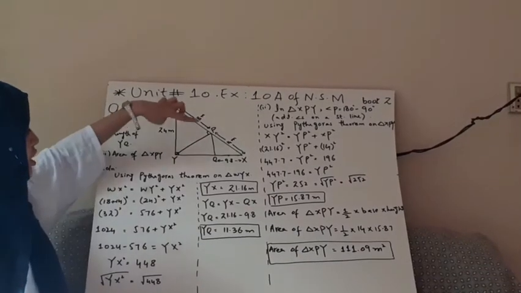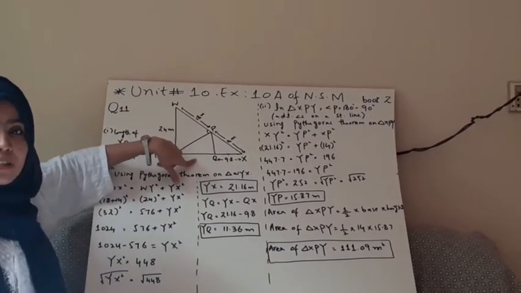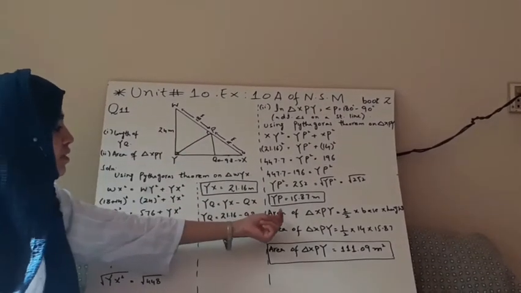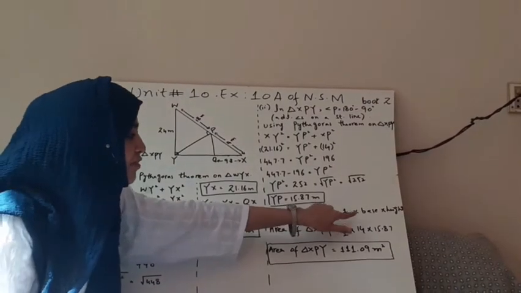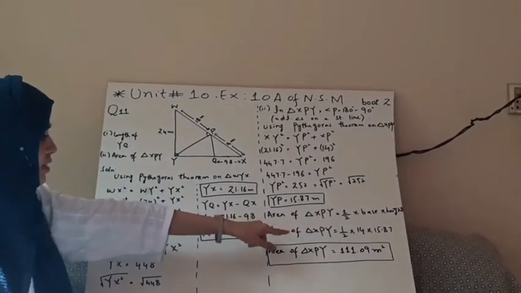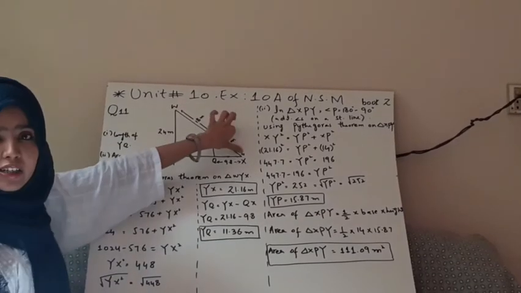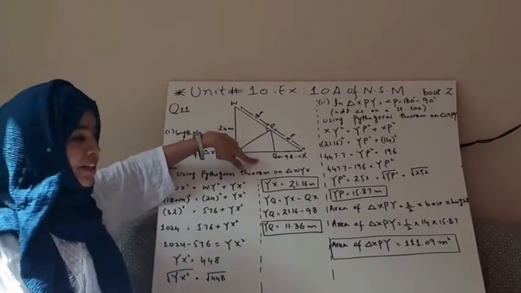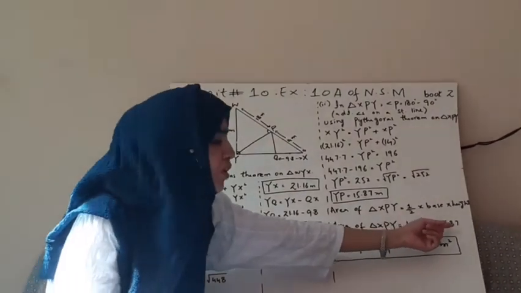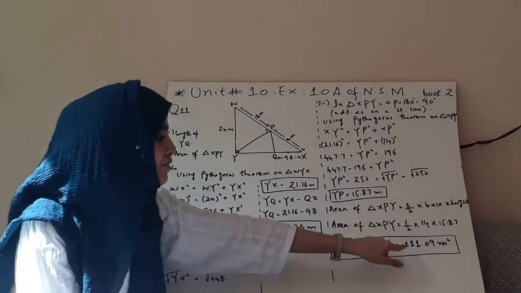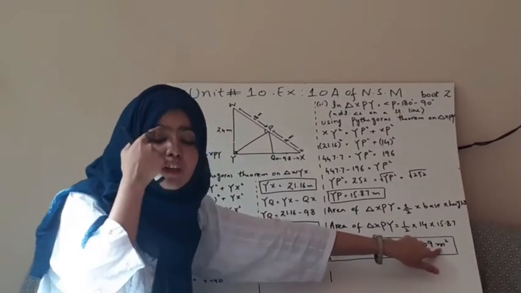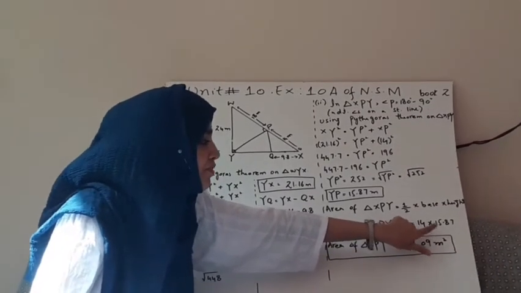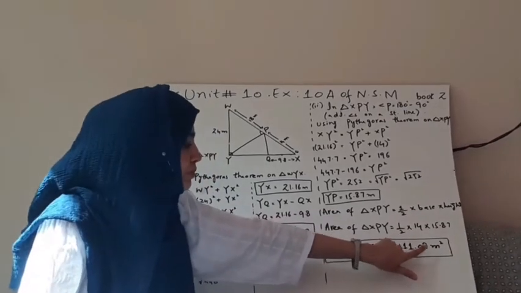So we know the base and height, and this side, which is the hypotenuse, is opposite to the right angle. Now we just have to use the formula, area of triangle XPY, which is half into base into height. Whatever you call base, this side or this side, it's up to you, because this other side is the hypotenuse. After putting 14 into 15.87 and solving it, it will be 111.09, and the unit of area is meter square. Why meter square here? Because 14 meter times 15.87 meter equals meter square.